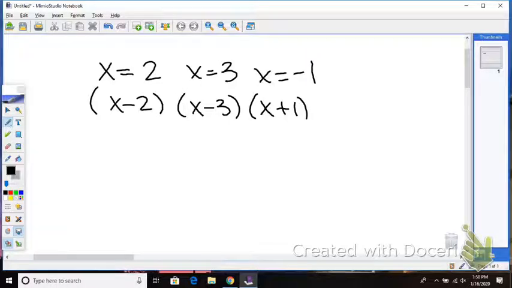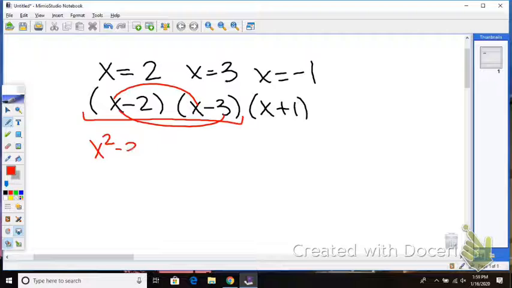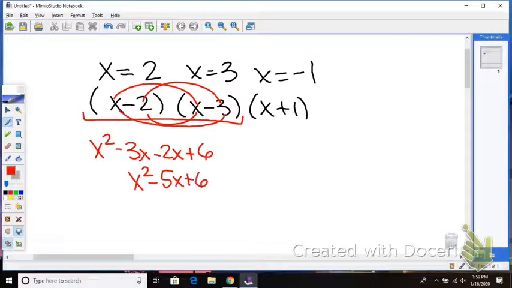Step 2, now I'm going to take these two and I'm going to multiply them together. So when I do that, I get x squared minus 3x minus 2x plus 6. So I get x squared minus 5x plus 6 times x plus 1. Everybody with me so far?